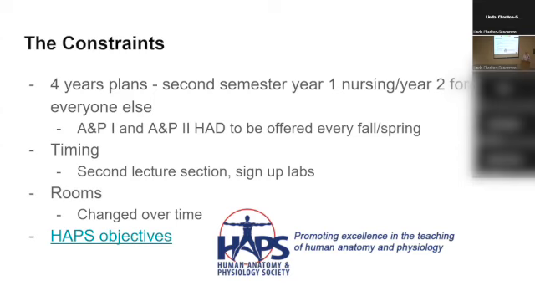I want them to at least have a chemistry course before they come in, which means they have to start one, because there's a 2-semester sequence, in the spring. Everybody else's 4-year plans means they're starting in the fall. This means A&P 1 and 2 and A&P 1 and 2 labs have to be taught every single semester by me. So also with timing, right, we switched.